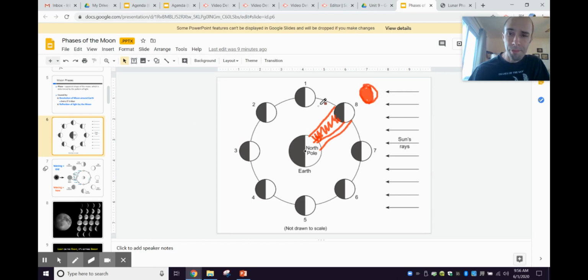Waxing, by the way, means getting brighter. So waxing is going to be up here on the top of my diagram. Waxing.